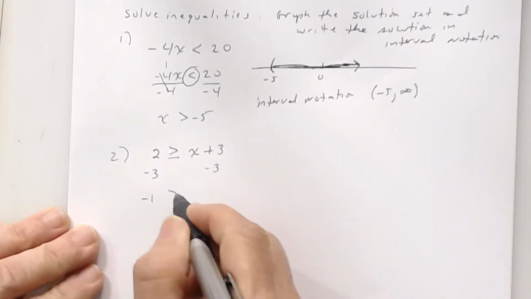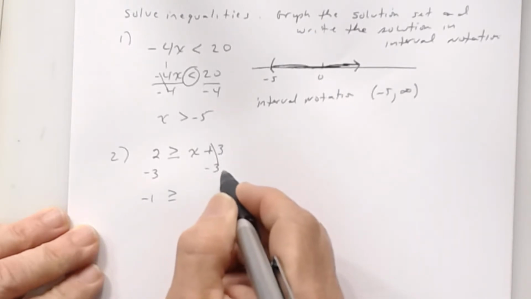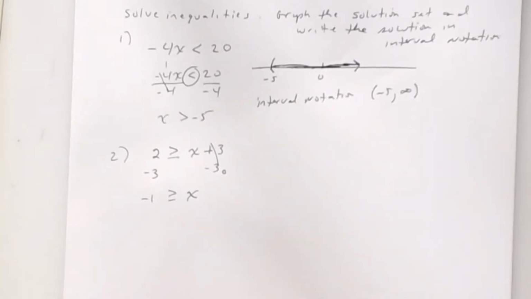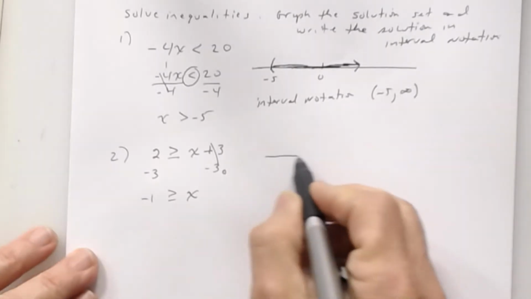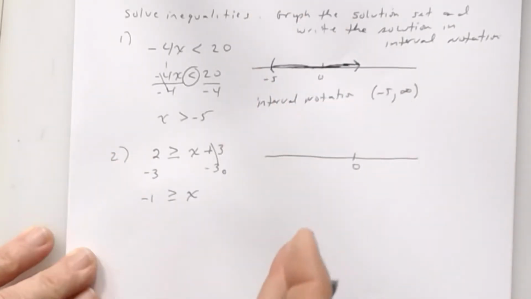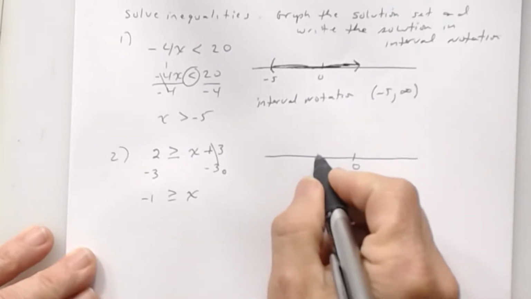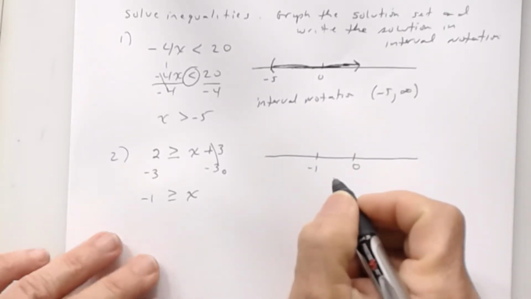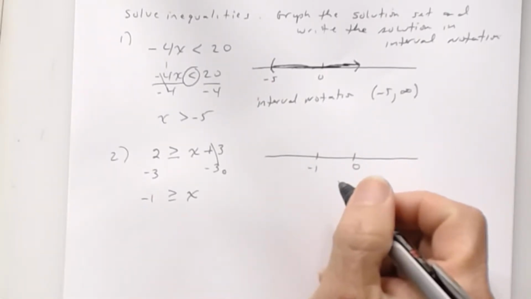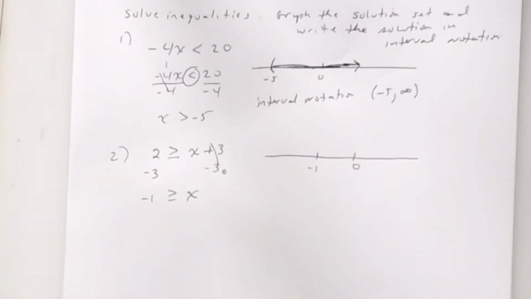So negative 1 is greater than or equal to what expression? x, right? You have to be careful with this one, though. On the number line, I have to use what number? Negative 1. Parentheses or bracket? Bracket, because of the equal sign. Now here's the issue: am I going to shade to the right or to the left of negative 1?